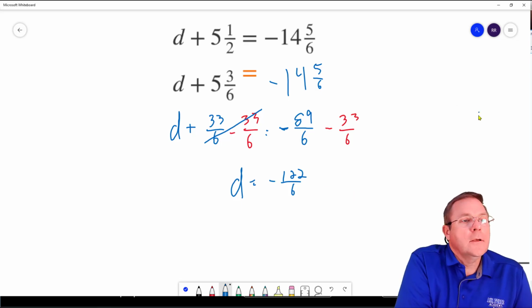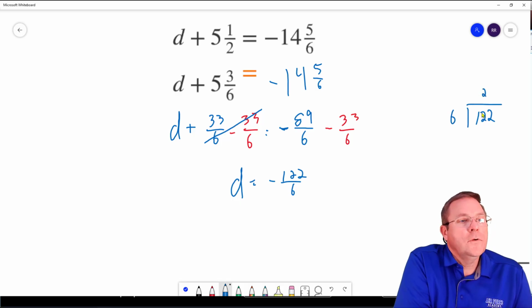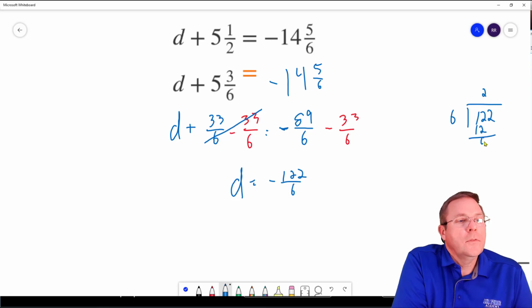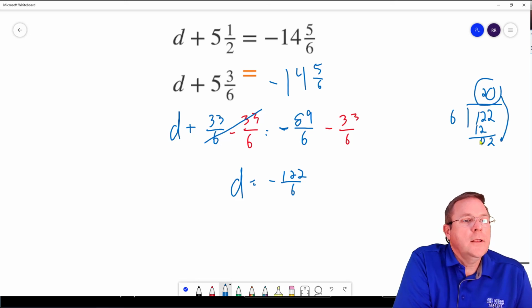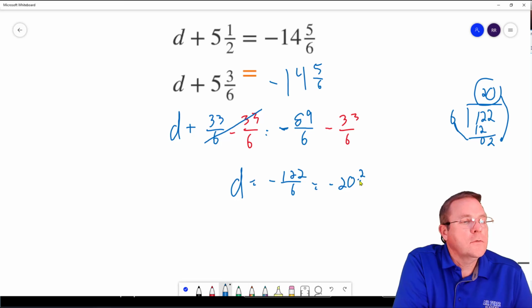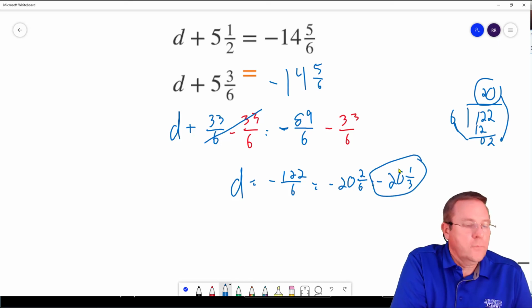And then I'm going to take and come off to the side to do some grunt work. 6 goes into 12 2 times. 2 times 6 is going to be 12 with nothing left over. Bring down the 2. 6 goes into 2 0 times, which means your answer is going to be 20 and 2/6. A negative 20 and 2/6, also known as a negative 20 and 1/3 for the final answer.